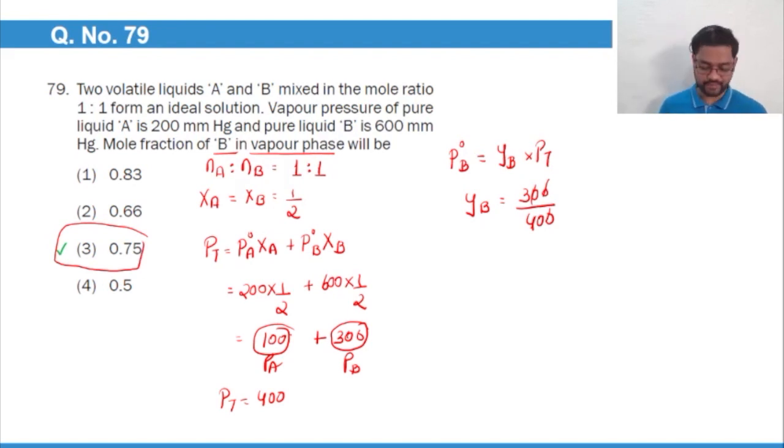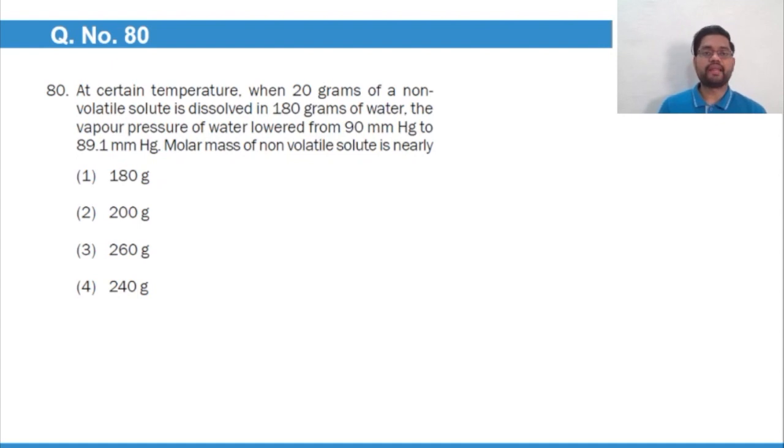79.3. Okay. Then talking about 80, at a certain temperature, when 20 gram of a non-volatile solute is dissolved in 180 grams of water, the vapor pressure of water is lowered from 90 mmHg to 89.1 mmHg. The molar mass of the non-volatile solute is nearly. So lowering of vapor pressure, that is P naught minus P upon P naught, that is equal to X. Okay, clear?